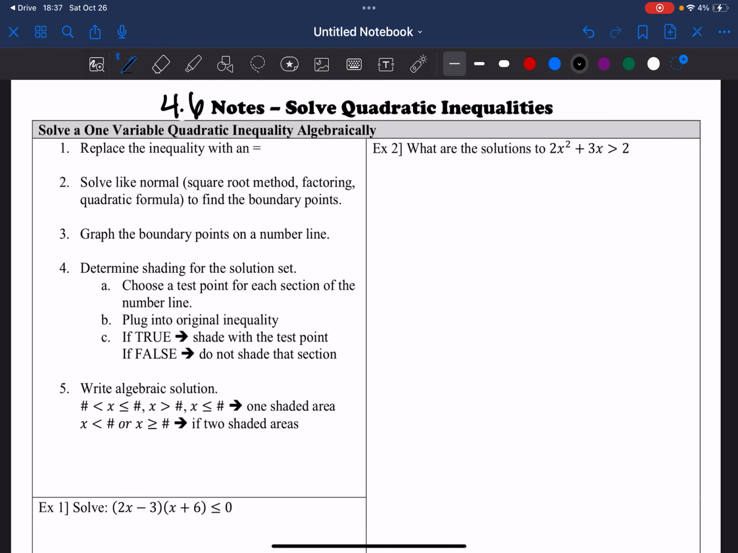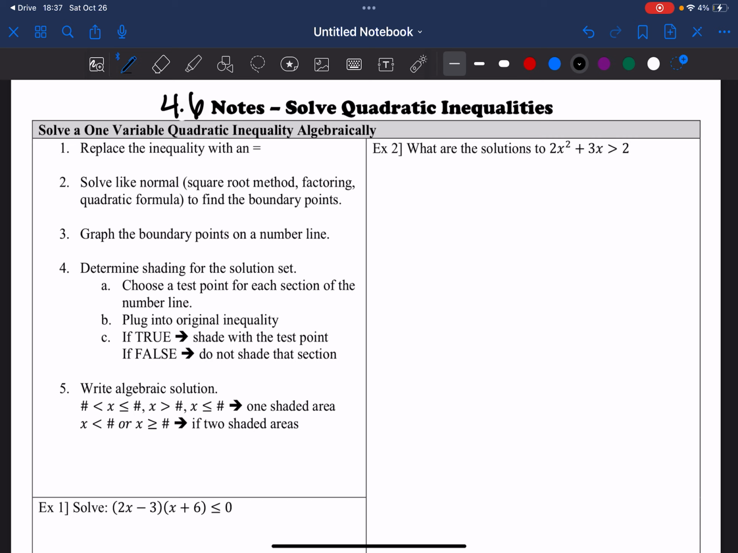Okay, this is 4.6 notes, solving quadratic inequalities. So before we look at the examples, we are first going to read the steps. Step 1 says replace the inequality with an equal sign.